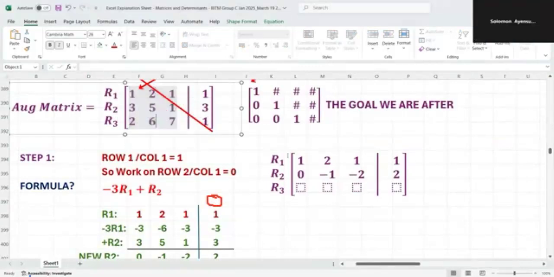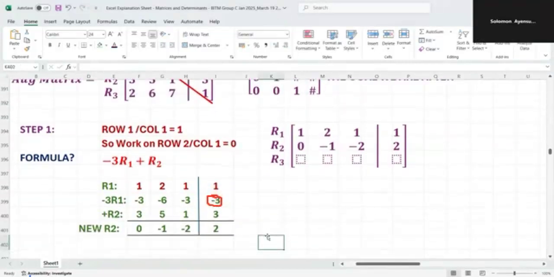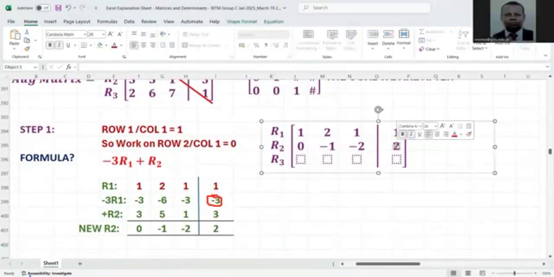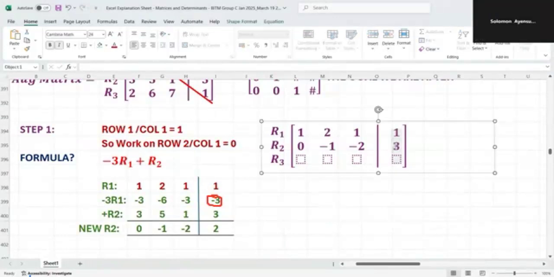Question: the new B2 over at the right side is -3. You added it to 3 and you wrote 2. I was typing through. Okay, 3. Thank you. No, it's supposed to be 0. Thank you. 0. Are you happy now?